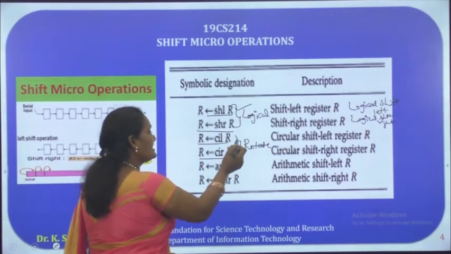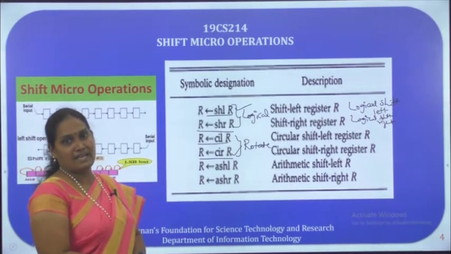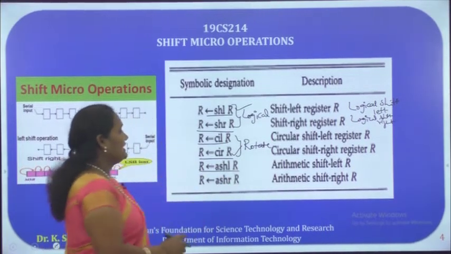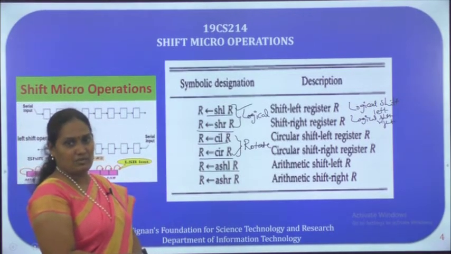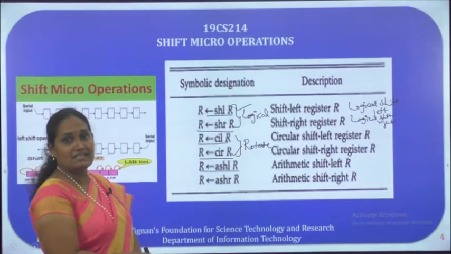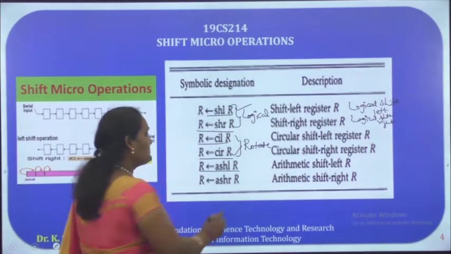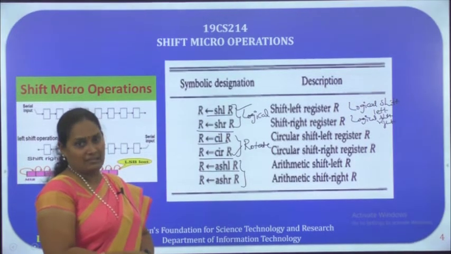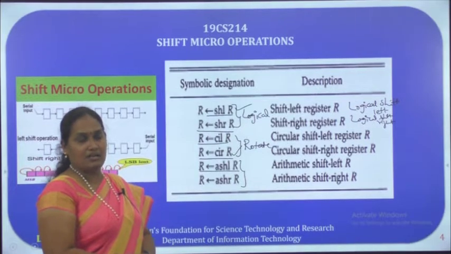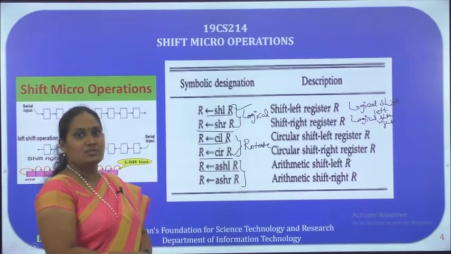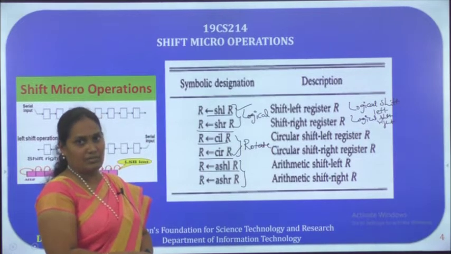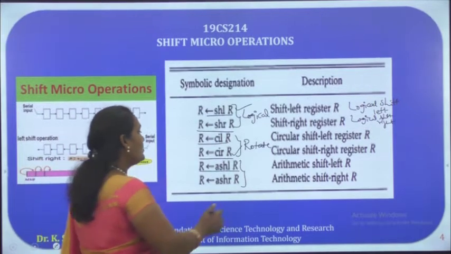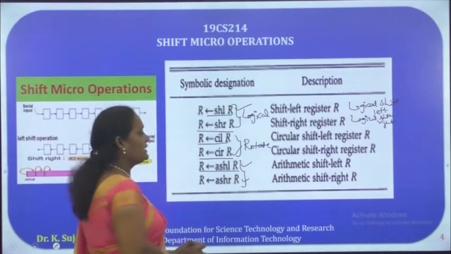Here we are shifting the bits in the register R towards the right by following circular shift. The next one is arithmetic, R ← ASHL R, that is, arithmetic shift left. In general, we use the arithmetic shift operation on signed numbers. If you are taking any signed numbers or 2's complement data and want to do a shift operation on it, you can use arithmetic shift left and arithmetic shift right.